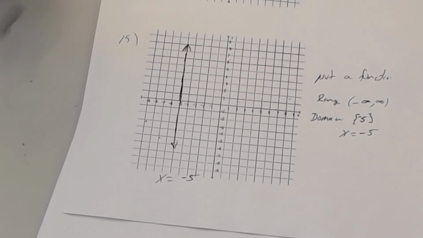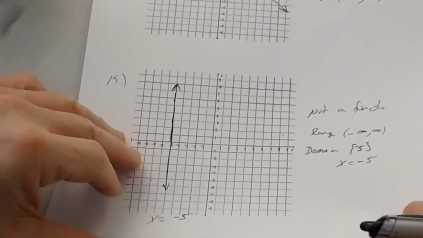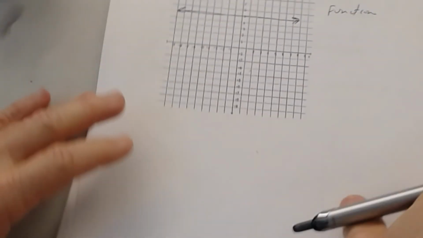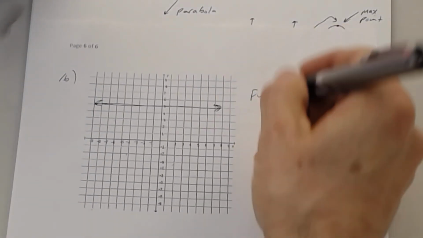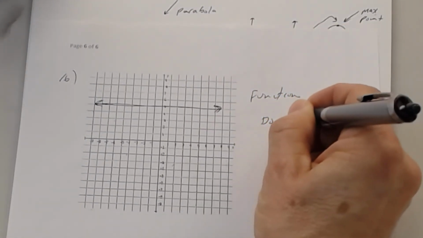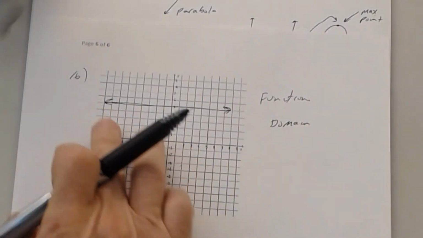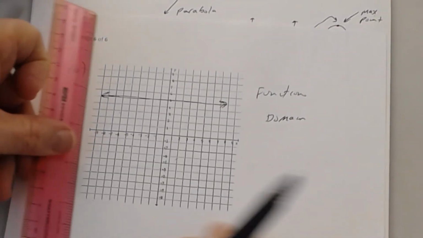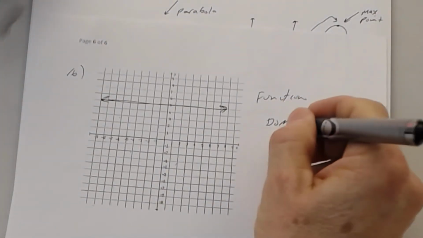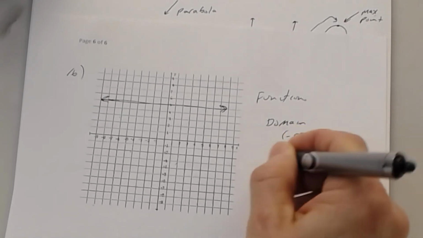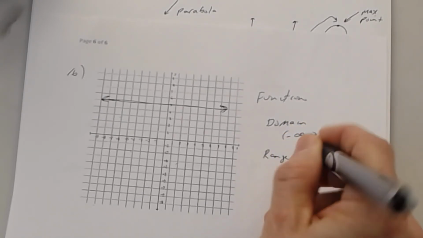Now look at 16. So I think you can do 16 now. 16 is that horizontal line, isn't it? So the domain's an easy one for people here. What's the domain? Negative infinity, positive infinity. Yeah, negative infinity all the way to what? Positive infinity. All right, now let's talk about the range.